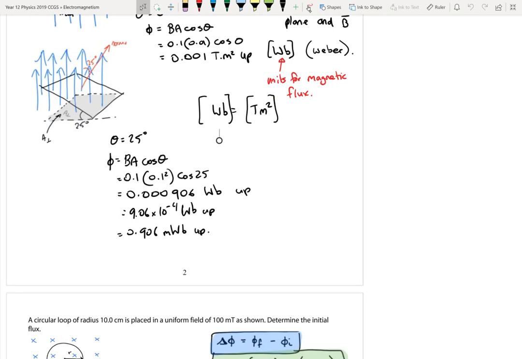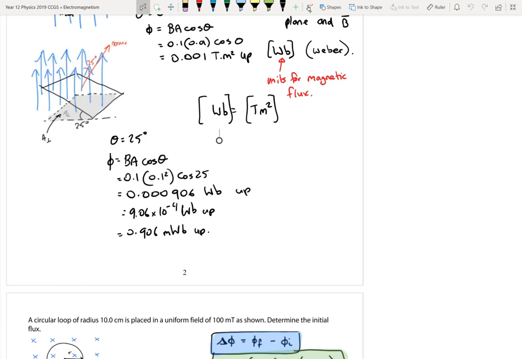It's like saying if I was traveling 1 meter per second north and then I changed my velocity to 0.906 meters per second north, what is my change in velocity? Well, you go final minus initial, you would get negative 0.094 south. So the change is in the opposite direction. If it was going up and it's slowed down, the change is down.